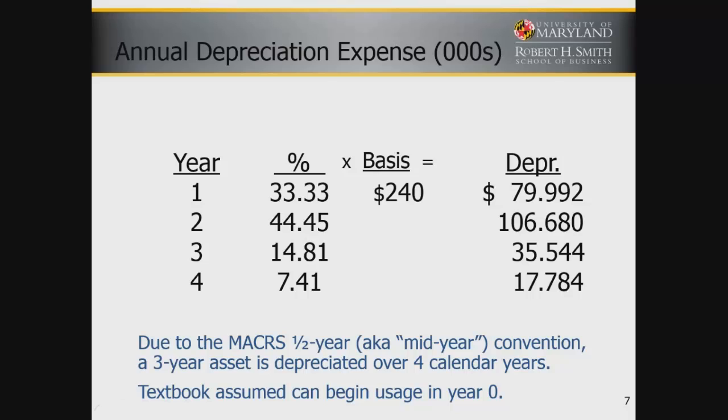MACRS has what's known as a half-year or mid-year convention. A 3-year asset is depreciated over 4 calendar years. So it's sort of said no matter when you buy the asset, January 1st, December 31st, or any place in between, assume you put it into use on July 1st of the first year. So therefore, you depreciate over 36 months, but over 4 calendar years. And as I mentioned before, the textbook assumes you begin usage in year 0, but in this simple example, usage begins in year 1.